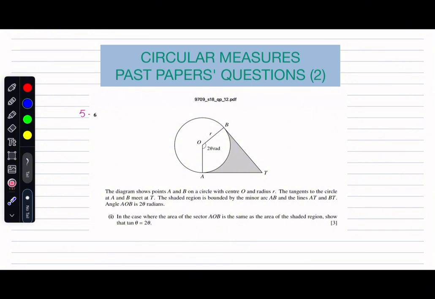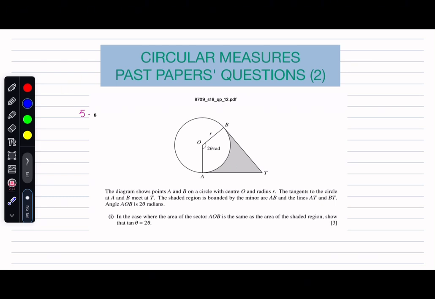Angle AOB is 2 theta radians. We have the angle at center with respect to A and B as 2 theta radians. So part 1, in the case where the area of the sector AOB is the same as the area of the shaded region, meaning this sector area is going to be equal to the area of the shaded region here, we have to show that tan theta equals 2 theta.